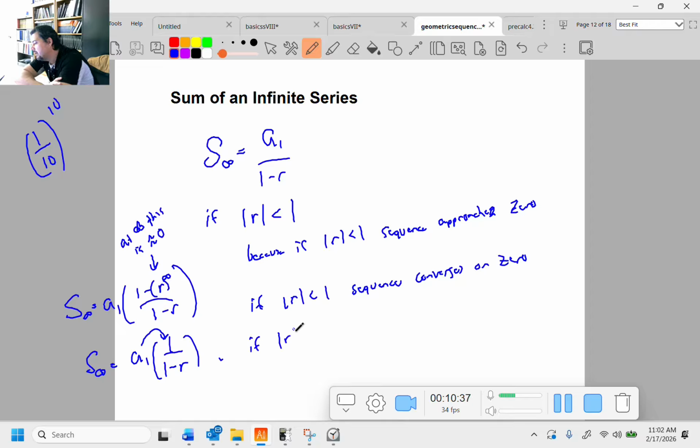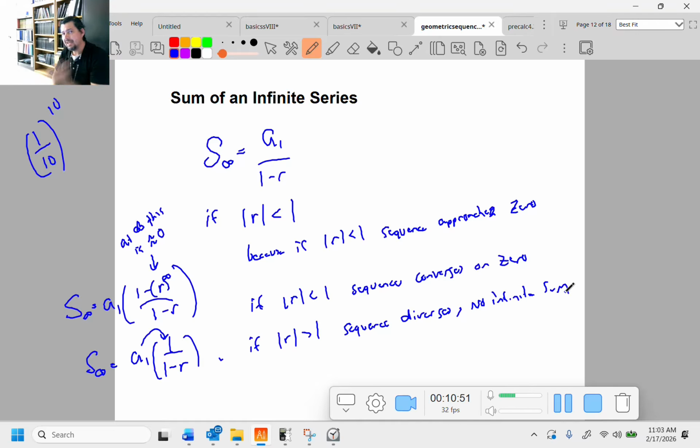If the absolute value of the ratio is bigger than 1, the sequence diverges. And that means there is no infinite sum. So it has to be decaying to find an infinite sum.